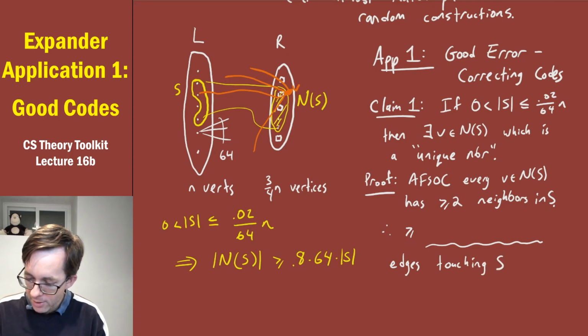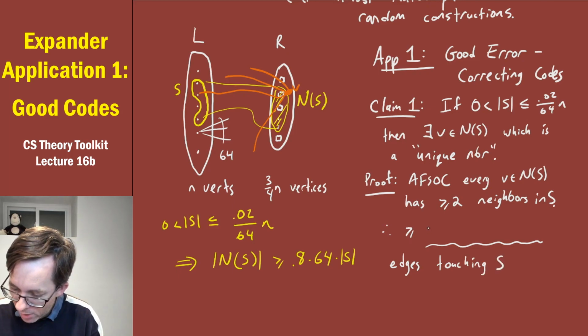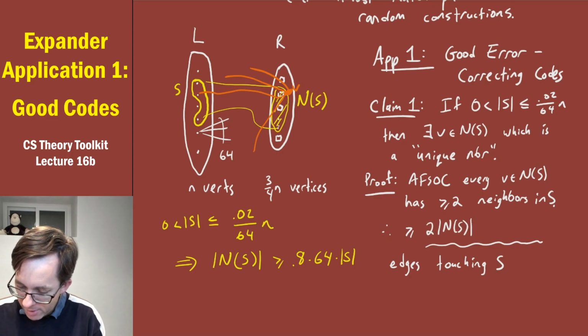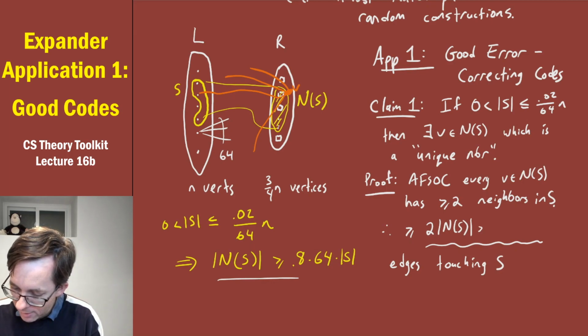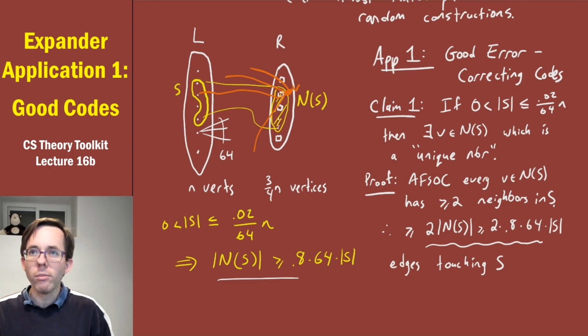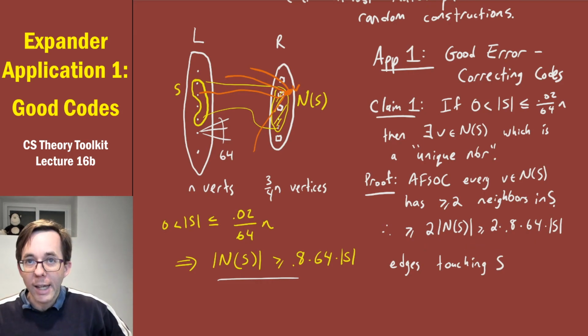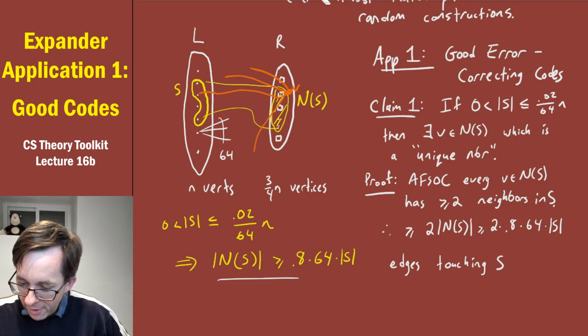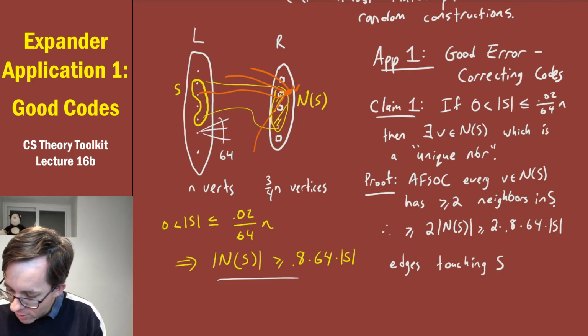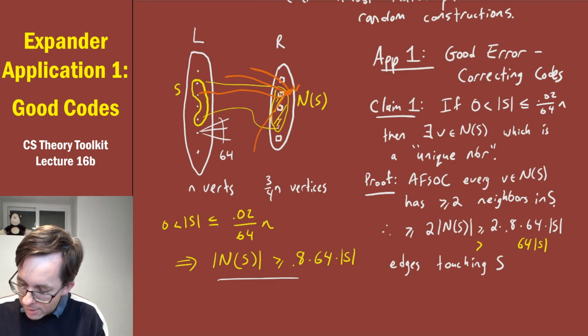And what is this so many? Well, I just told you there's at least 2 for every vertex in the neighborhood of S. But by assumption over here, we know that this is at least 2 times 0.8 times the degree, 64, times the cardinality of S. And the key point here is that 2 times 0.8 is bigger than 1. Okay? Nothing more special than that. So this is strictly greater than 64 times the cardinality of S. But this is indeed a contradiction.